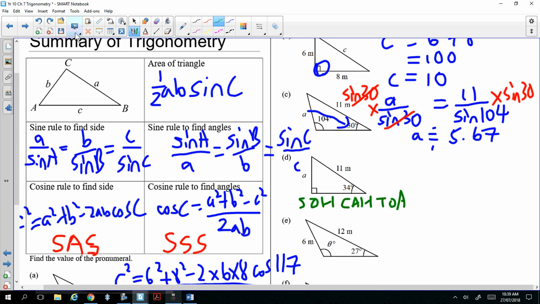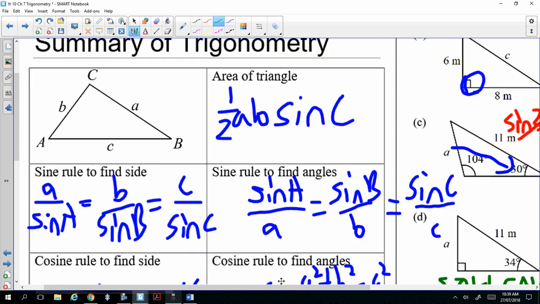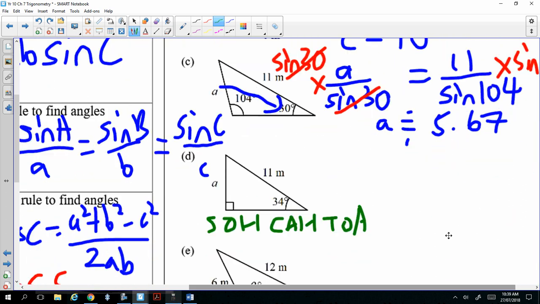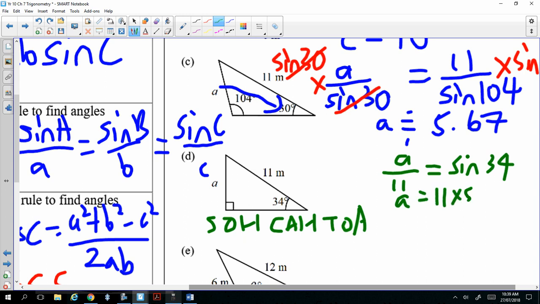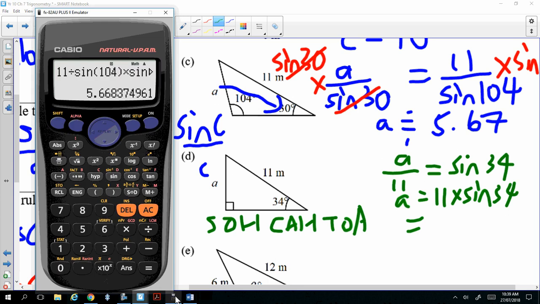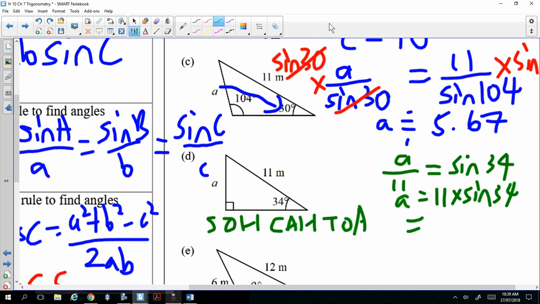So let's use it. You get a over 11 equals sine 34. Opposite over hypotenuse is sine of the angle, so a equals 11 times sine 34. Using your calculator will give you the answer, 11 sine 34. Okay, that gives you 6.15.